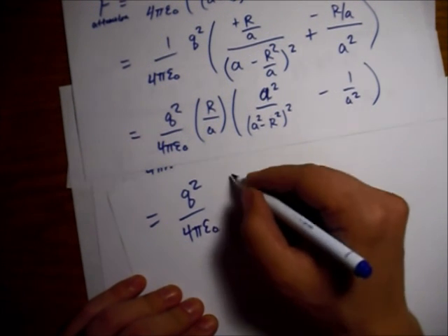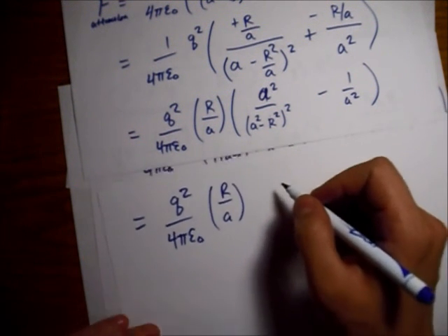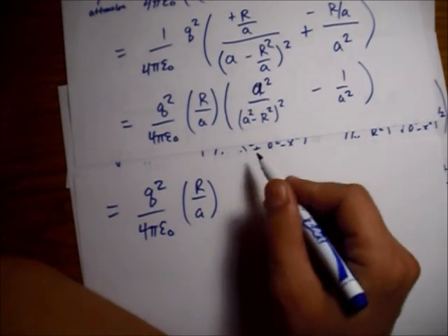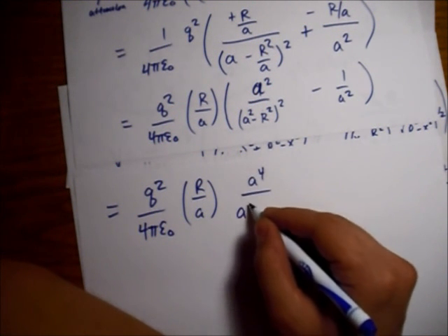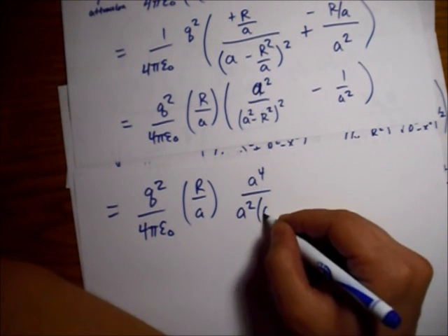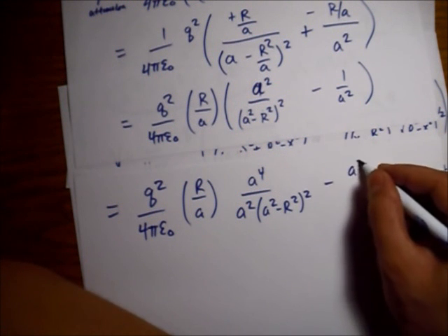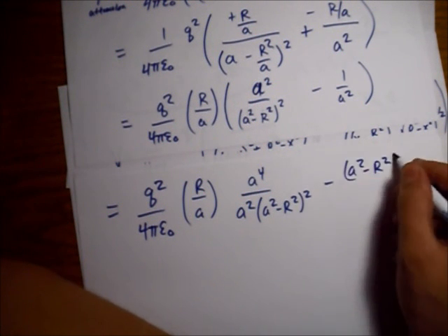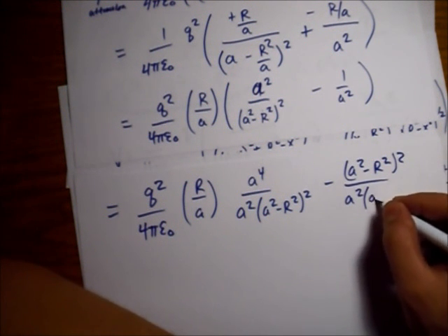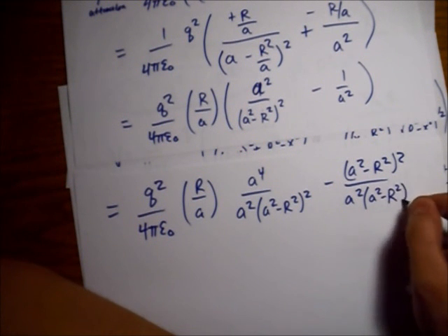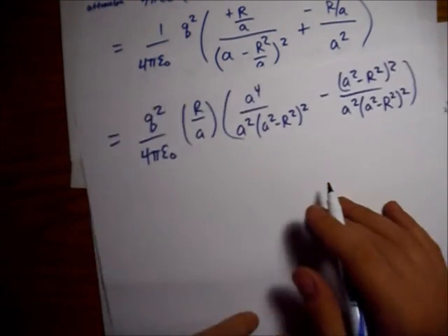So let's find a common denominator and send this problem home. 4 pi epsilon naught, we have our R over A. And now I need an A to the 4th over A squared minus R squared, minus A squared minus R squared, over this A squared. Lots of A squared. Okay. I really hope I did this right.